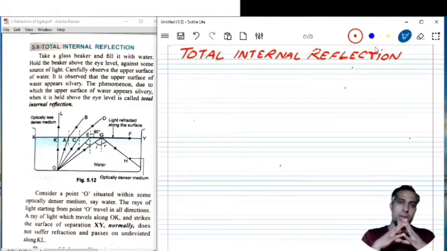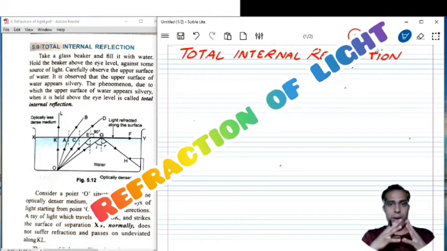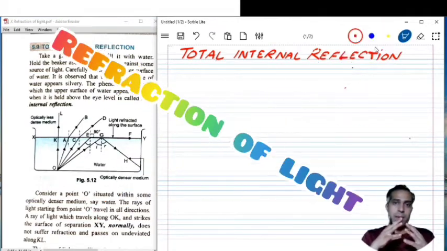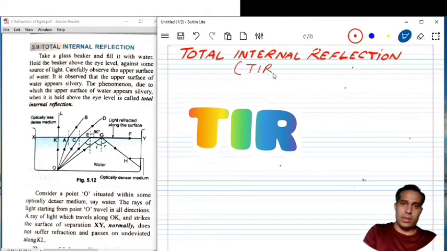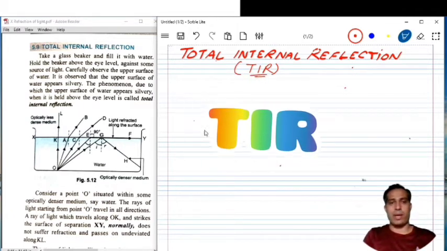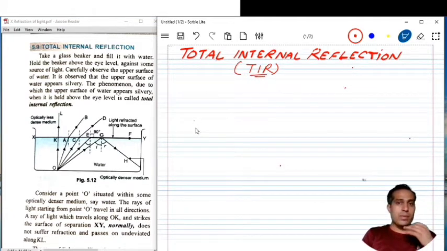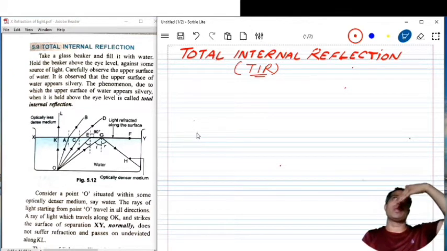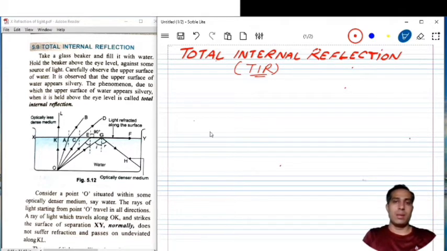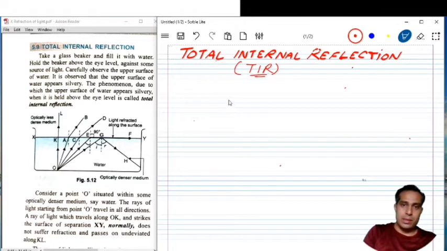So our today's topic is from the same chapter, the refraction of light of standard 10: total internal reflection, in short also known as TIR. As I was telling you, when we are holding the glass of water above our eye level and see it from downside, the upper surface seems to be silvery sometimes, at a certain angle. You know the critical angle. We'll discuss the critical angle. What is critical angle actually? So let's see.